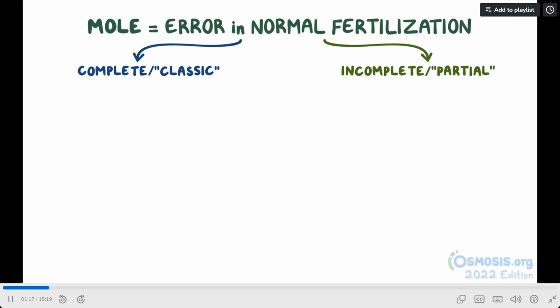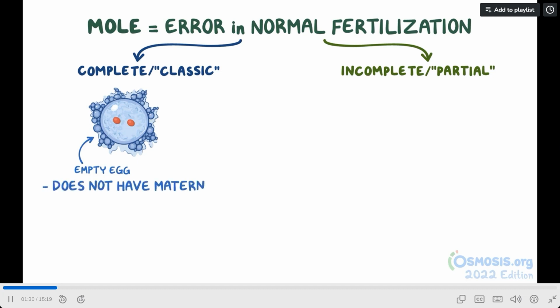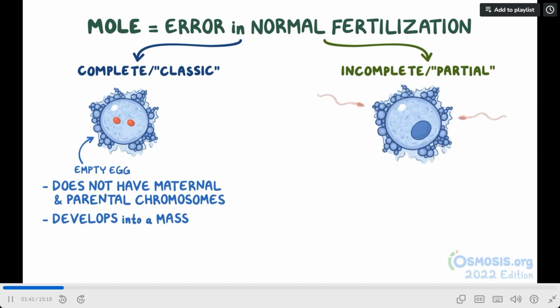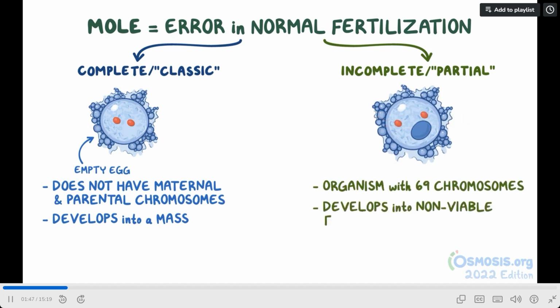The difference is that a complete mole appears when a chromosomally empty egg fuses with a normal sperm, and the sperm's genetic material duplicates to form a 46 chromosome organism. However, this organism doesn't have both maternal and paternal chromosomes, so the mole develops into a mass rather than developing into a fetus. An incomplete mole, on the other hand, appears when a normal egg is fertilized by two sperms, which forms an organism with 69 chromosomes that usually develops into non-viable fetal parts.